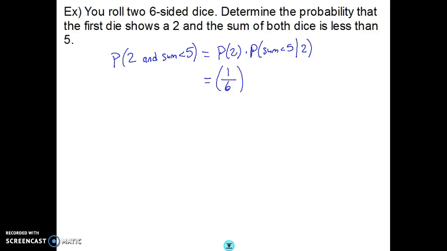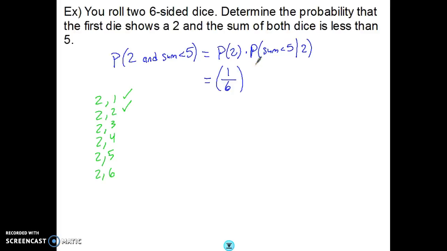The second probability is going to take a little bit of thinking to find the answer for. So once we know that we've rolled a 2, let's consider our options. We have 2 and 1, 2 and 2, 2 and 3, 2 and 4, 2 and 5, and 2 and 6. So we have 6 total possibilities. Out of all of these, this one has a sum less than 5, so does this. 2 plus 3 is exactly 5, though, which is not less than 5. So we now only have, out of these 6 total options, 2 that are successes.